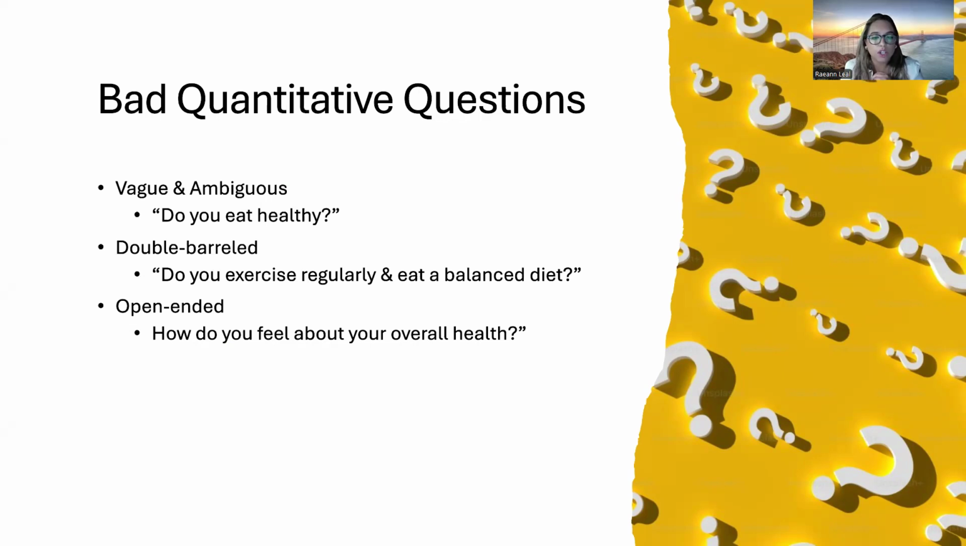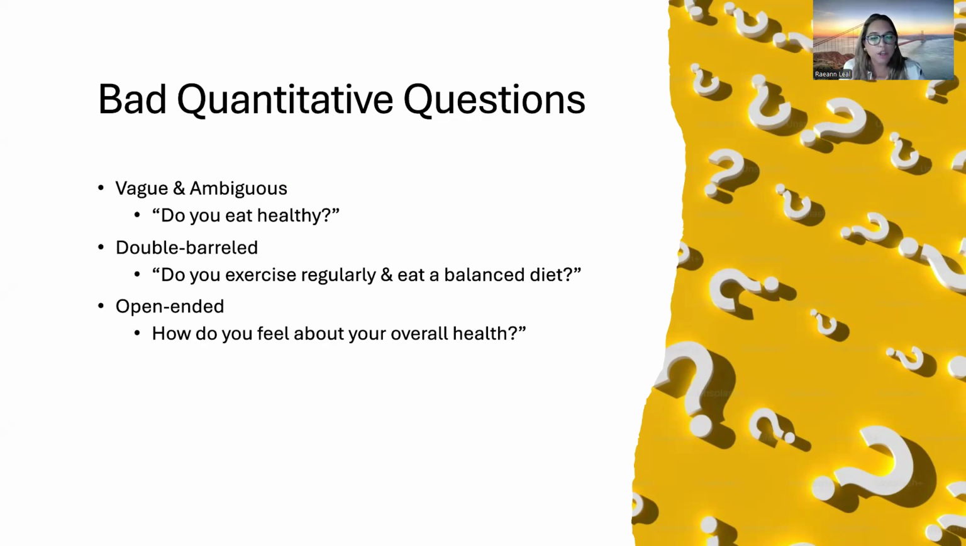Then another question that is not effective is double-barreled. For example, do you exercise regularly and eat a balanced diet? Why is this one ineffective? This question asks about two behaviors, making it unclear which behavior the respondent is answering about, leading to unreliable data.